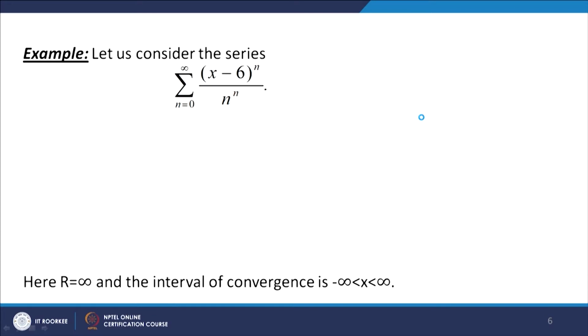Okay, so for example, let us consider the series sigma n equal to 0 to infinity (x minus 6)^n divided by n^n. So, this series is of the form sigma n equal to 0 to infinity C_n (x minus a)^n. Here C_n is equal to 1 by n^n and a is equal to 6. So, we have a power series with center at x equal to 6 and the coefficients of the series are given by 1 by n^n.